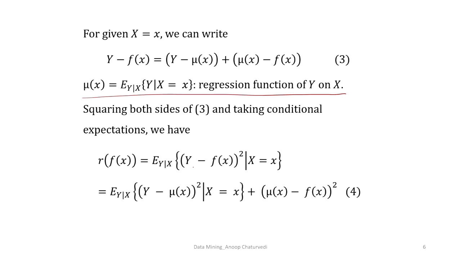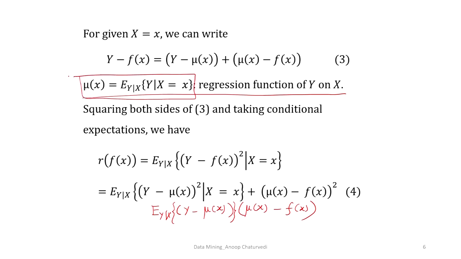So, square of both sides of this equation is say expectation of y minus f x whole square given x equal to small x is equal to expectation of y given x, y minus mu x whole square plus mu x minus f x whole square. We also get the cross product term. The cross product term is y minus mu x, and then you have mu x minus f x. And if you take expectation y given x, now this is a constant. So, you can take this part outside the expectation sign, and the conditional expectation of this part is equal to 0 because of this relation. So, this cross product term vanishes. This is equal to 0.